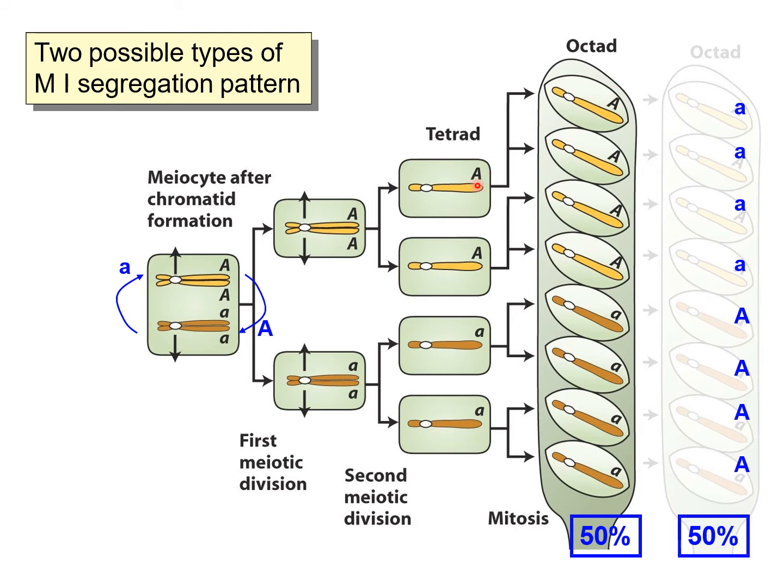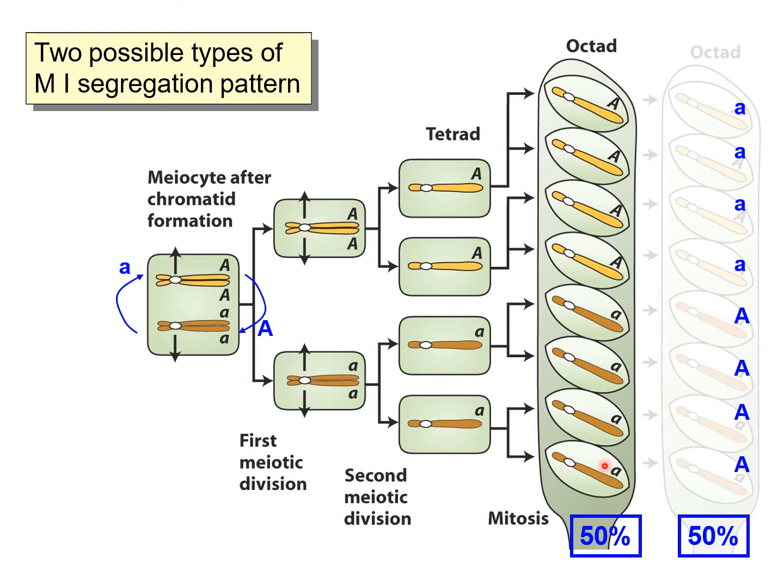A will result in capital A. This capital A will produce these two nuclei. This small a will produce these two small a nuclei, and in this way you will find this arrangement.